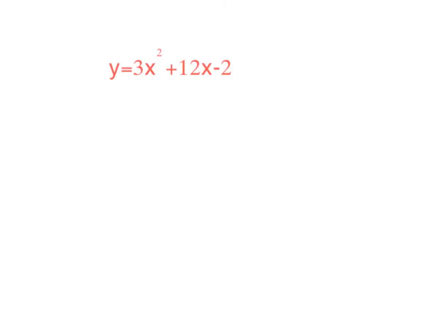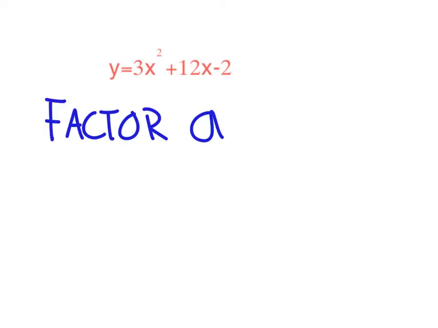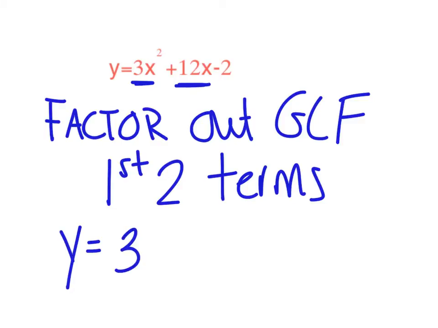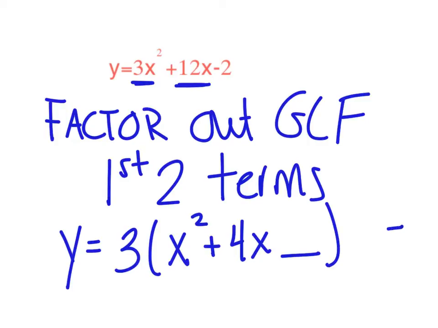All right, let's make a note to ourselves. The first thing we want to do is factor out a GCF. So let's write this down. Factor out a GCF from the first two terms. Okay, I'm not going to do it to all three. I'm just going to factor out the GCF from the first two terms. All right, so I'm going to say y equals, I'm going to pull that 3 out, and I get x squared plus 4x. I'm going to leave a space, and I'm going to leave another space and put my minus 2. Okay, so I only pulled it out of the first two terms.